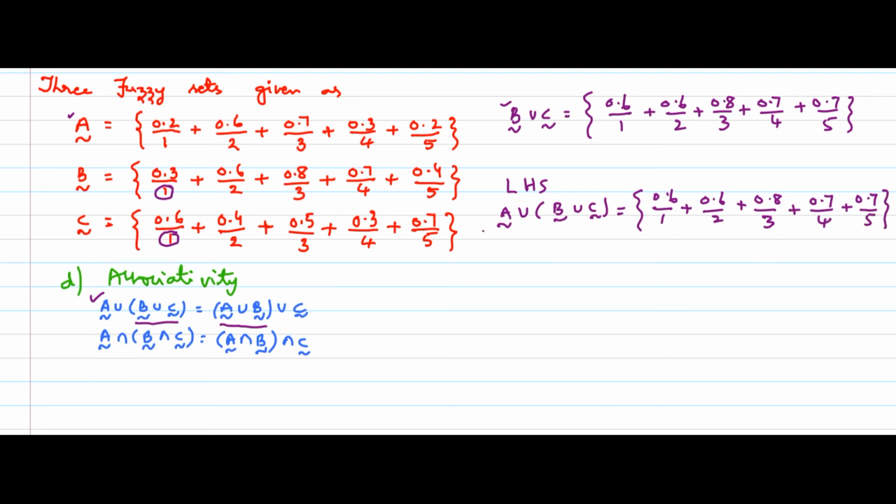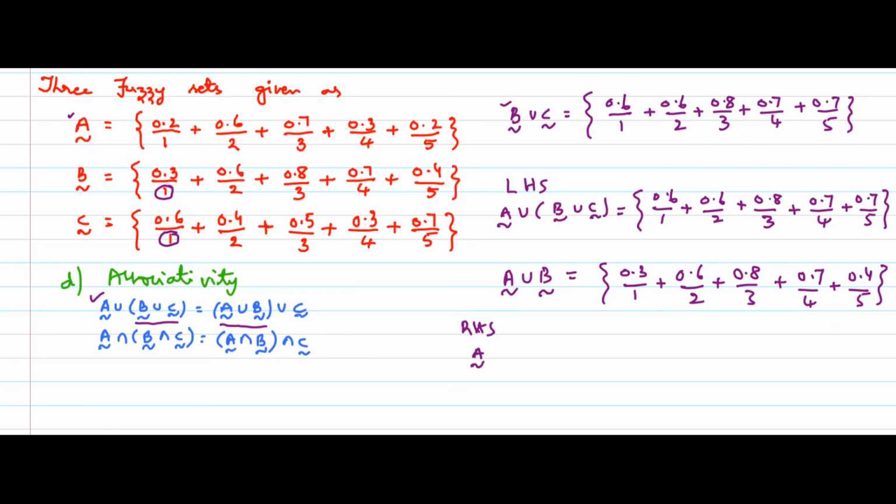So this is the final result for my left hand side part, and for the right hand side part, within the bracket part we need to solve first. So within the bracket it is A union B, which is equal to, now I need to identify the maximum value out of A and B. So it should be 0.3 by 1, 0.6 by 2, 0.8 by 3, 0.7 by 4 plus 0.4 by 5. So these are the values. Now let me go ahead with the right hand side complete part, that is A union B union C.